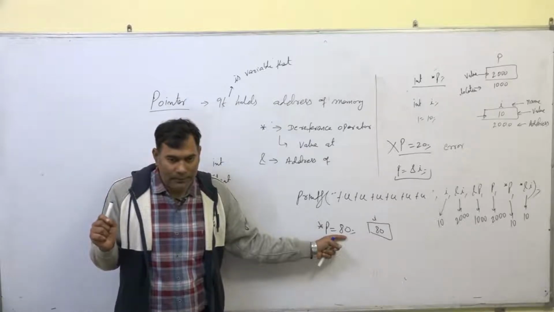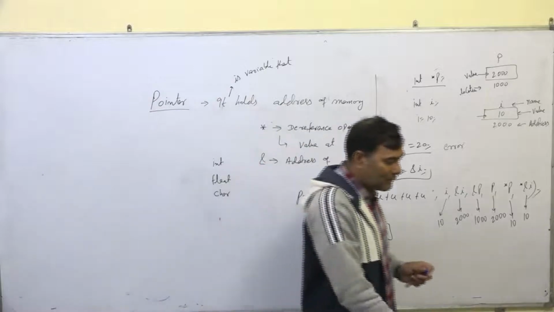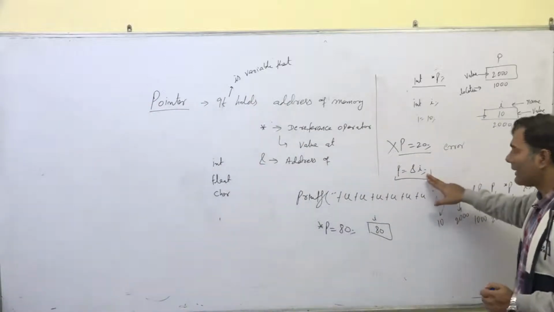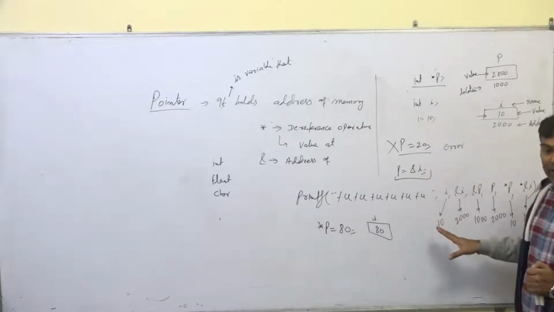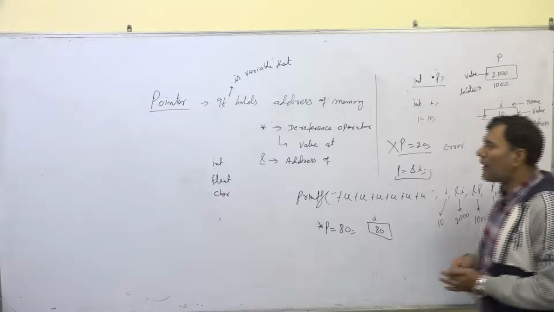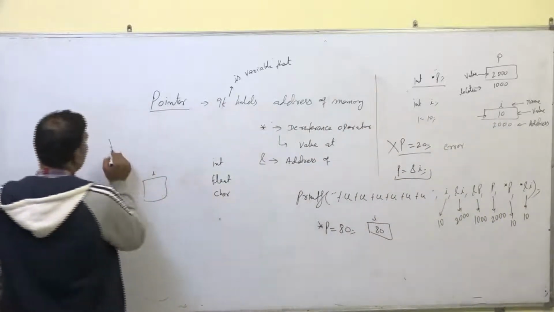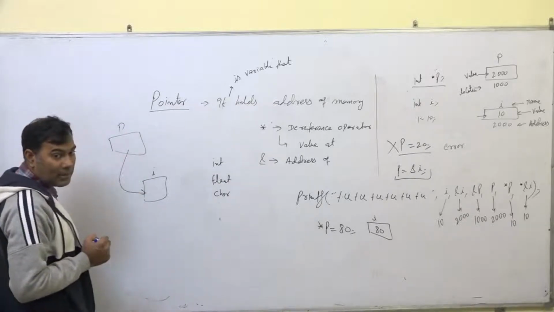No problem. So pointer can change the value of another variable if it holds the address of that variable. Clear? So pointer has the power, the master. So I is what? A kind of slave. And master is what? P. So P has power to change the value of I. Clear?